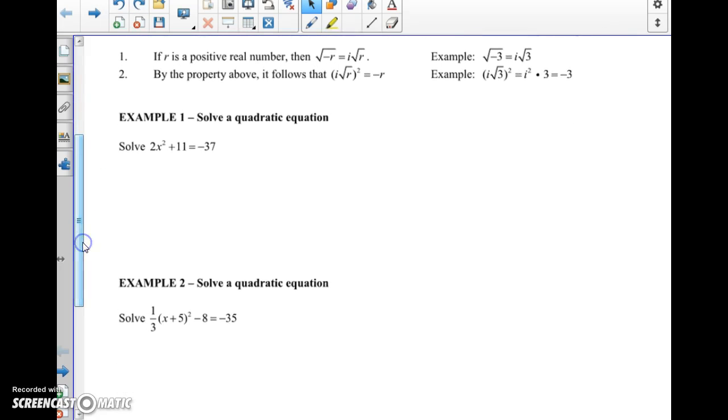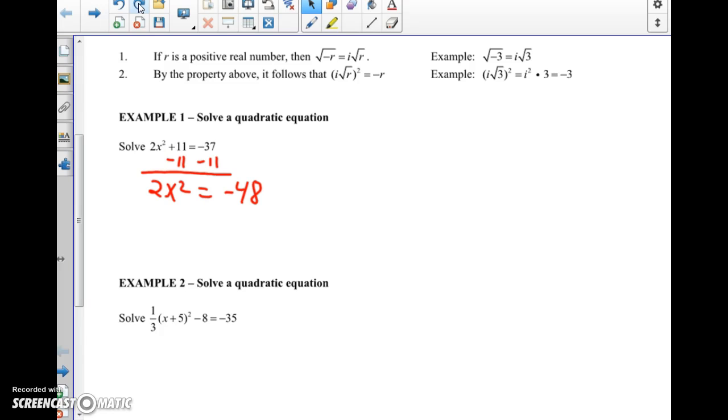Okay, look at this problem right here. You've been solving problems like this: 2x squared plus 11 equals -37. You gotta solve for x. What's the first thing you gotta do? Subtract 11 from both sides. This is what you've been doing this week. You get 2x squared equals -48.